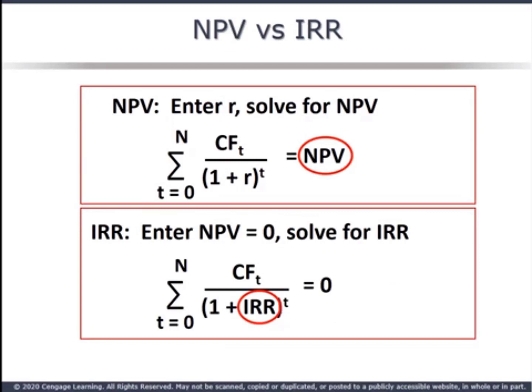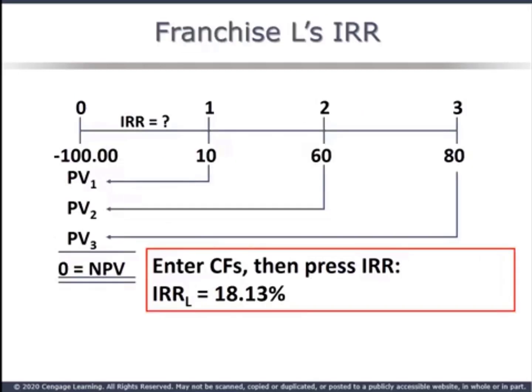Looking at the NPV and IRR formulas together. With NPV, we solve for a dollar amount. With IRR, we're solving for the root of a polynomial of degree n, a percentage. For our project L, the cash flow should still be in your CF worksheet from the NPV calculations. Simply press IRR and compute. After a very slight hesitation, the IRR is displayed. The internal rate of return for project L, 18.13. Repeat for project S to find an IRR of 23.56.